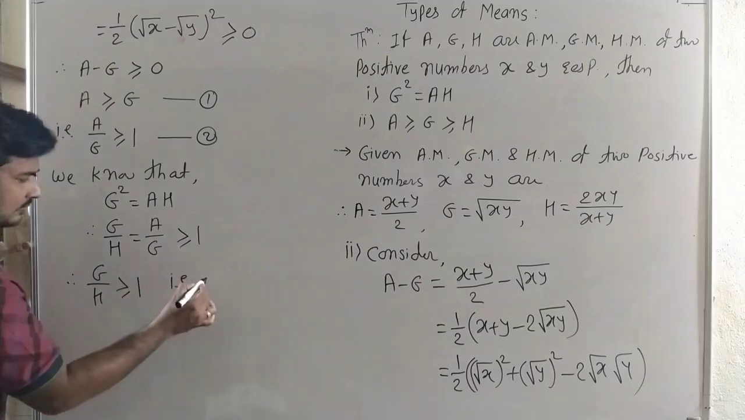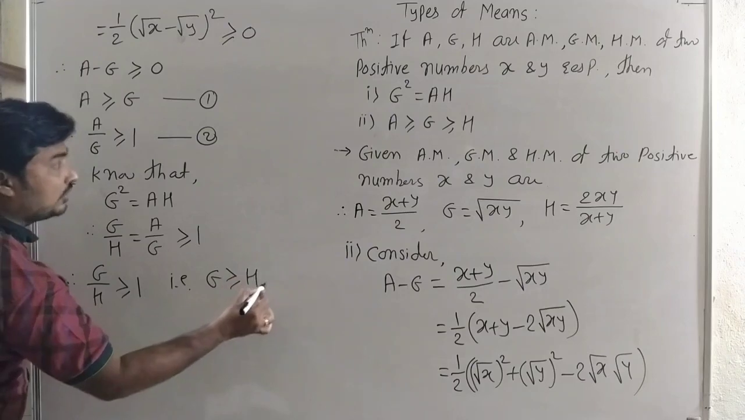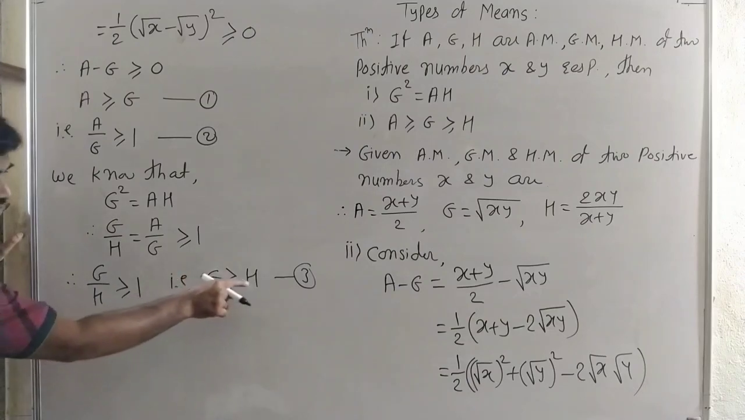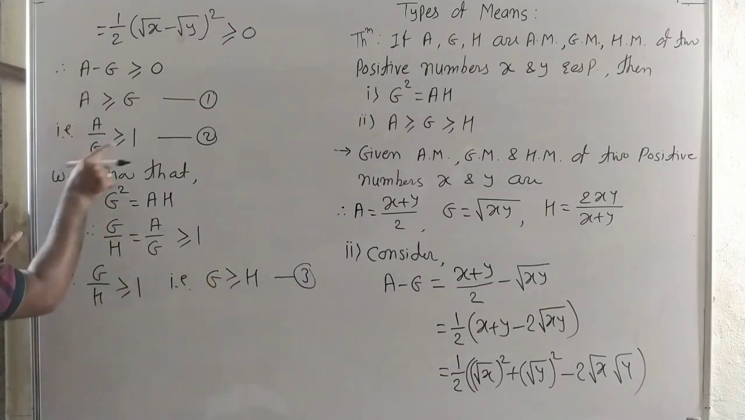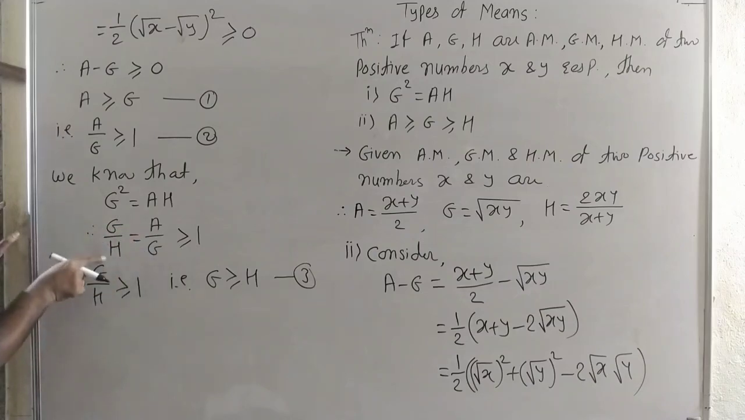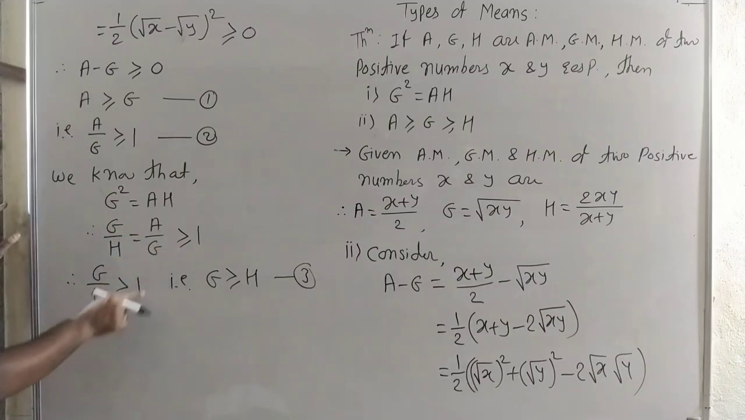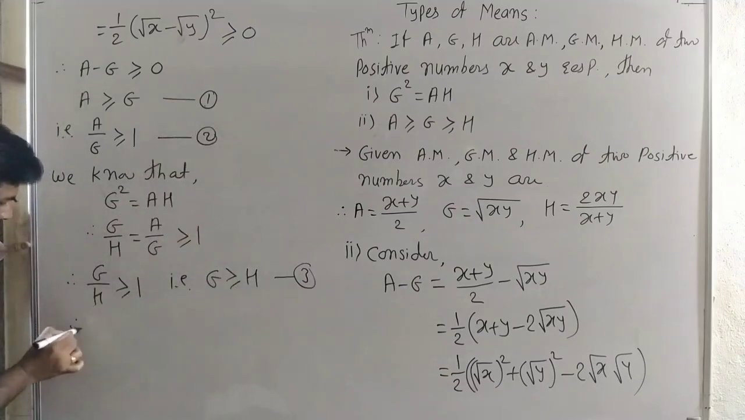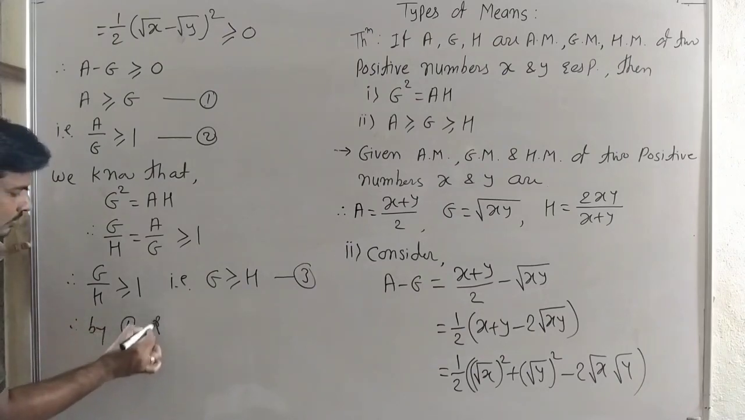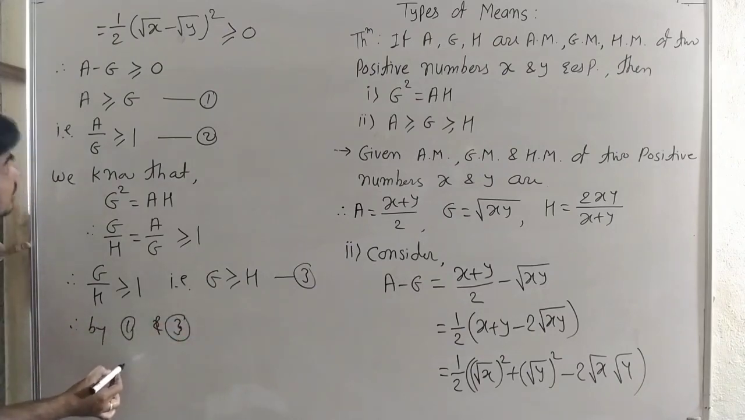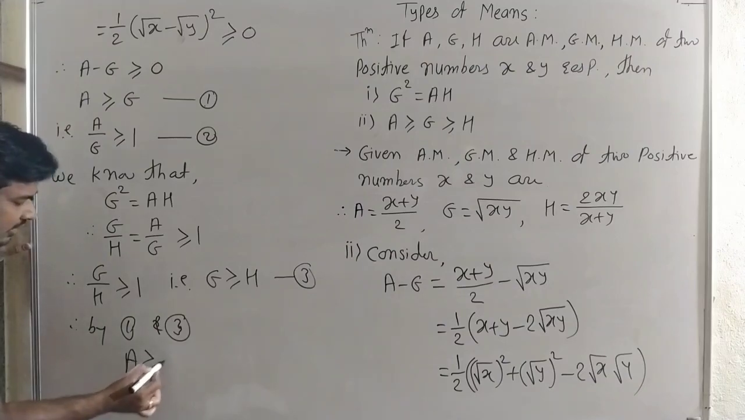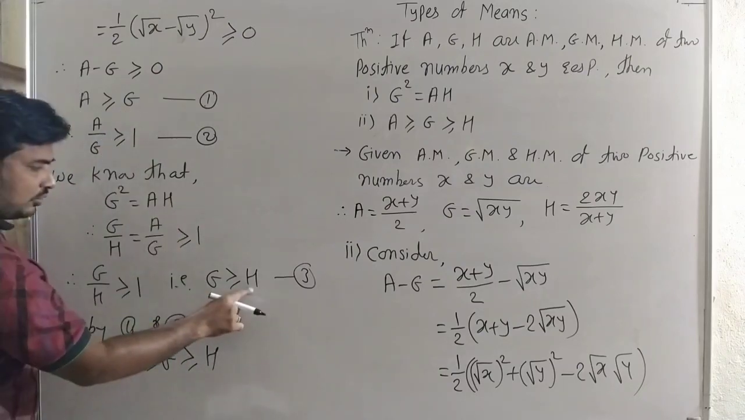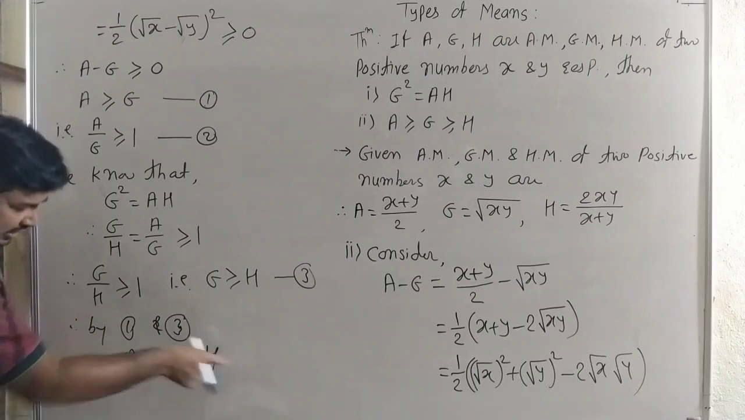That is, g is greater or equal to h, and it is equation number 3. Here see carefully, a by g is greater or equal to 1, and a by g is equal to g by h. Therefore g is greater or equal to h, and here by 1 and 3, we can write a greater or equal to g greater or equal to h. A greater or equal to g and g greater or equal to h, and it is a proof.